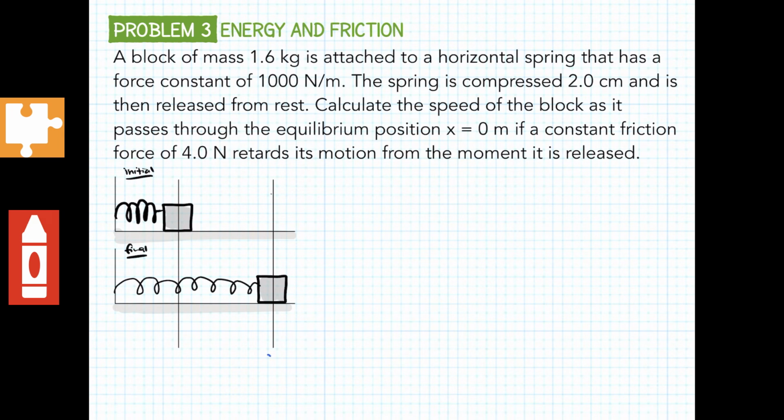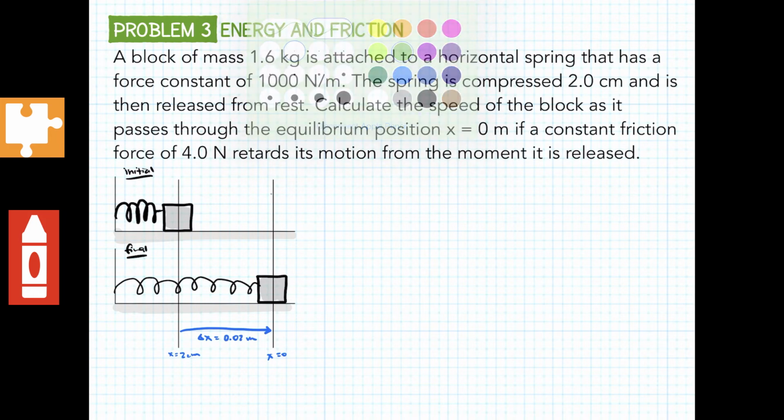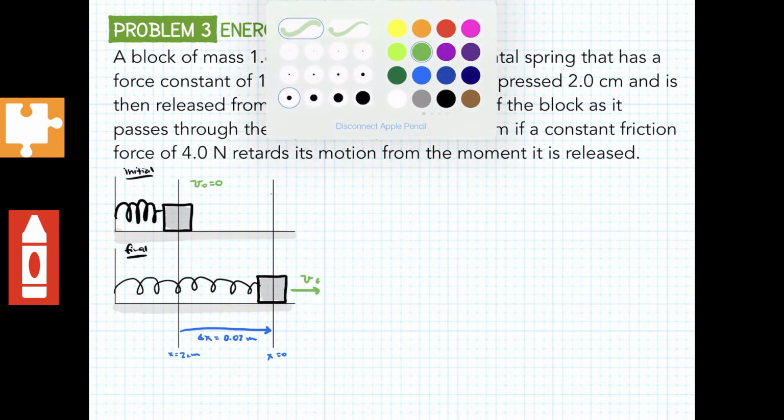So this was going to be x equals 0. This is x equals 2 centimeters, which means that our displacement delta x is 0.02 meters. We know our speeds for each thing, so our initial speed equals 0. We want to figure out what our final speed is, because that's the thing we want to calculate.